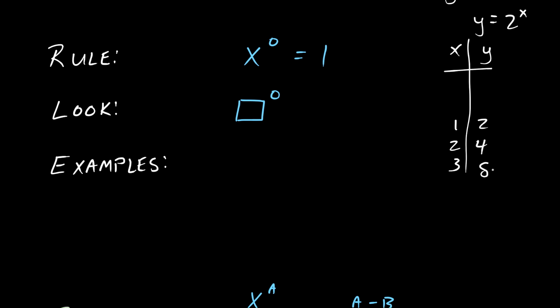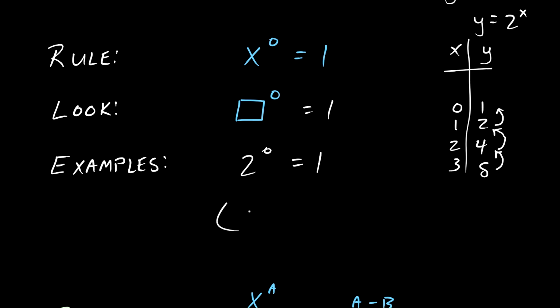Now, if we look at our pattern here, we're going backwards. I'm dividing by 2 following this pattern. So when I go to 0, if I divide by 2, I get 1. So this tells me that if I have 2 to the 0 power, it must be equal to 1. Anything grouped to the 0 power is equal to 1.